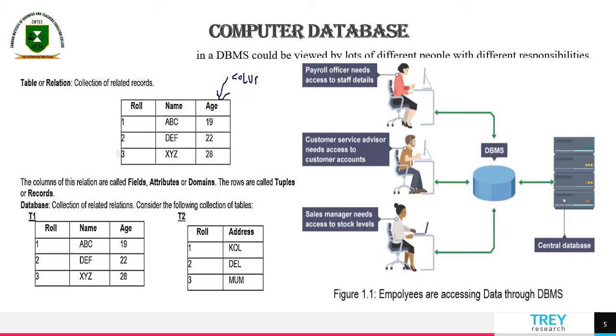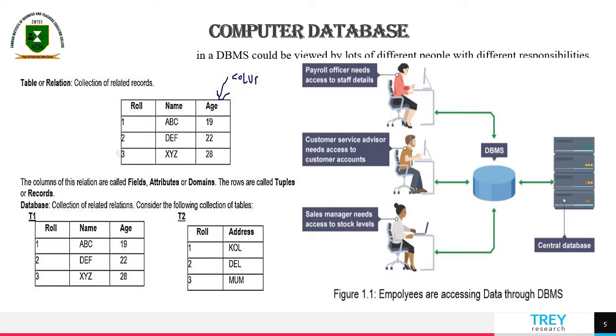We are saying the payroll officer needs access to staff details. Like we mentioned earlier on, you've seen this statement here immediately after the computer database, which is saying that a database management system could be viewed by lots of different people with different responsibilities. Now this diagram, or this picture, is trying to explain what this statement means. If you look at the center here, this blue thing is called the database management system. And also we've got the central database here.